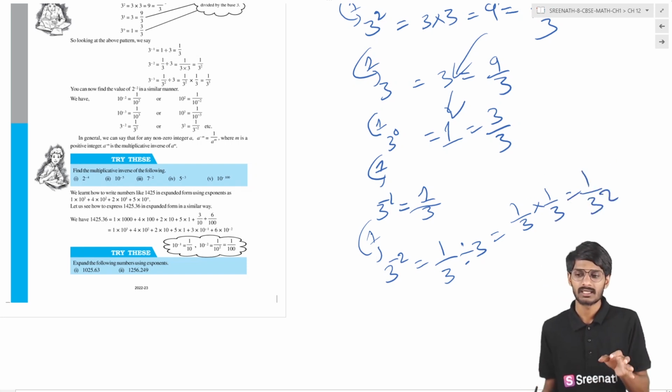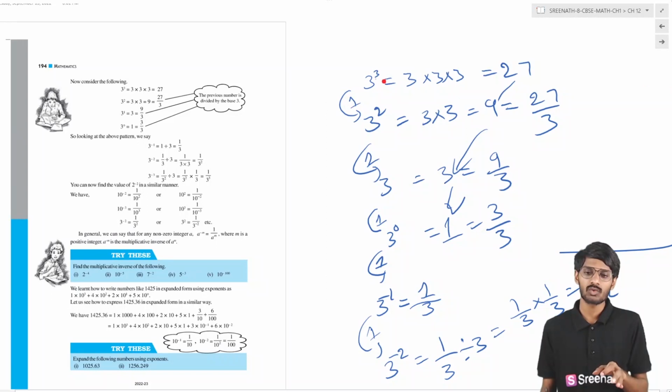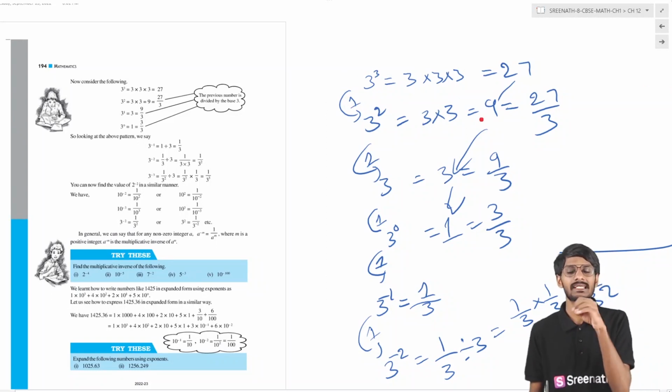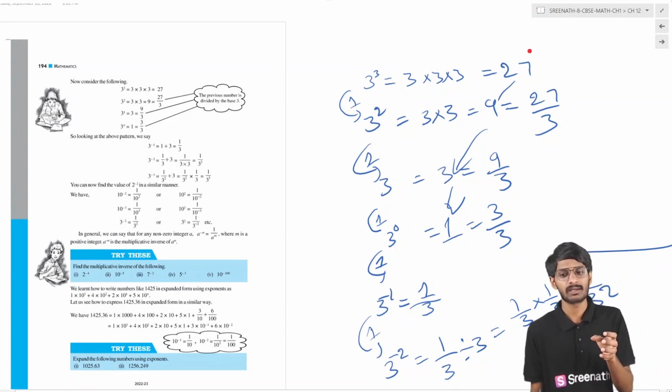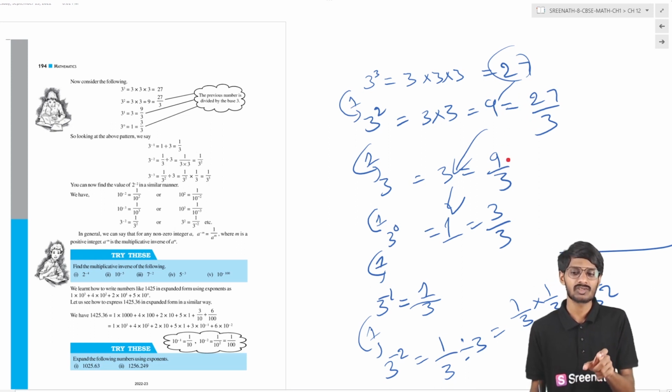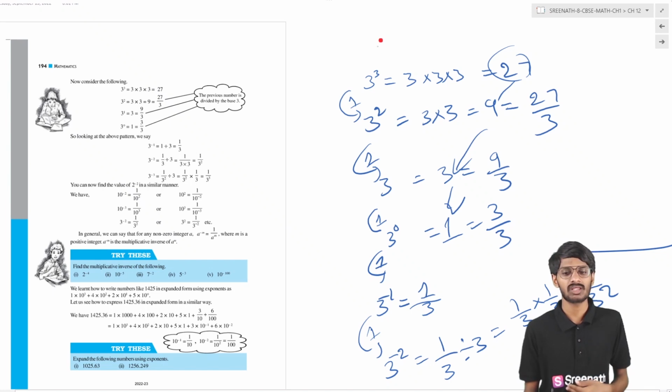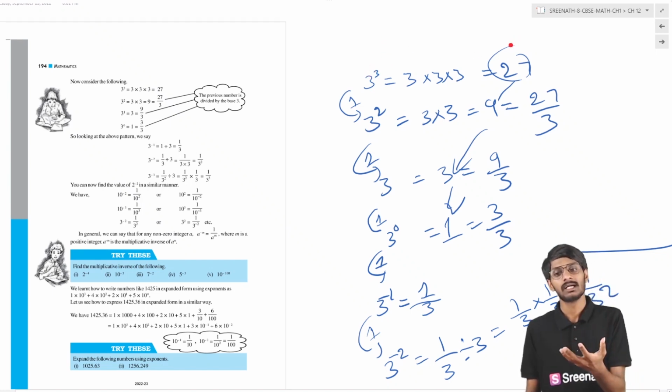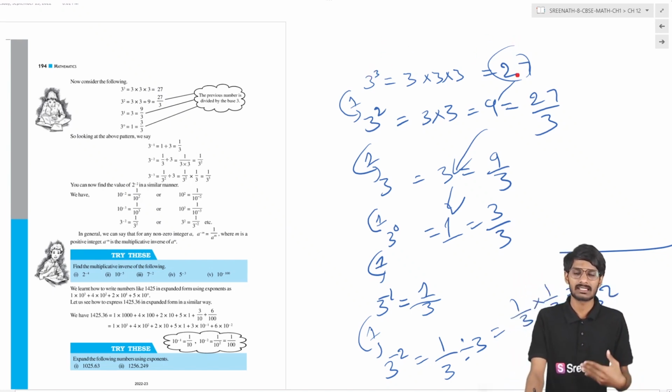What we are doing is, whenever we decrease the power by 1, we just divide by 3. We are dividing the previous value by 3. Whenever the power is decreasing by 1, we have to divide the result of the previous one by 3. Then you will get the answer.